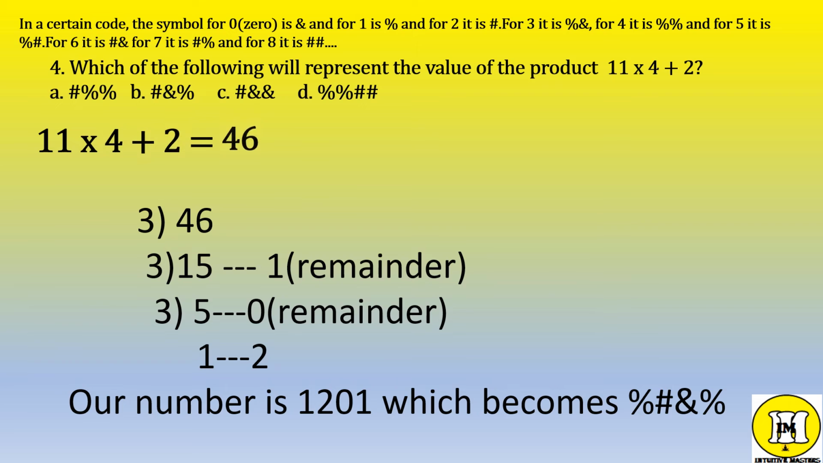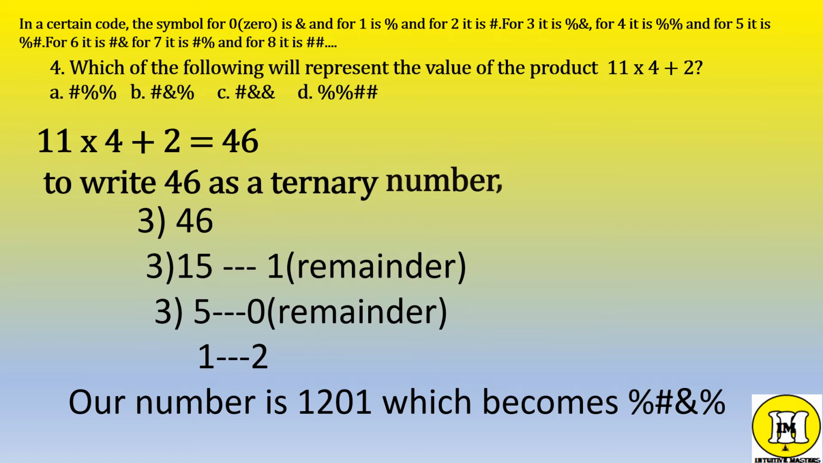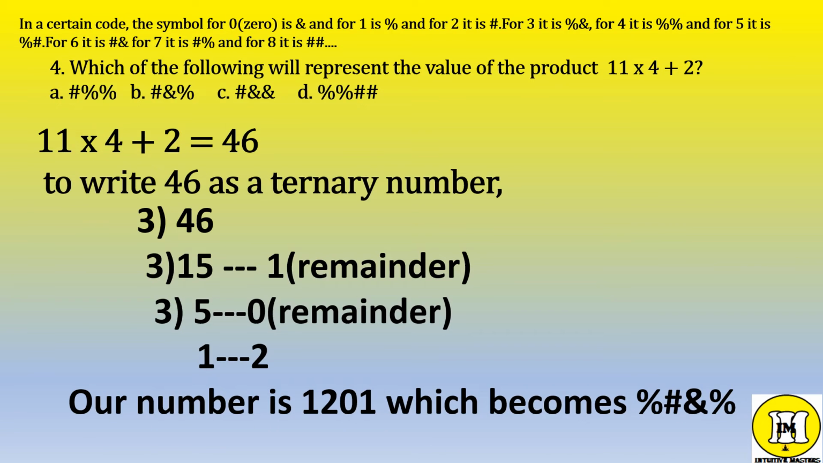11 multiplied by 4 plus 2 is equal to 46. We have to write 46 as a ternary number. 46 on dividing by 3 gives 15 as the quotient and 1 as the remainder. 15 on dividing by 3 gives 5 as the quotient and 0 as the remainder. 5 on dividing by 3 gives 1 as quotient and 2 as remainder. Our ternary number is 1201, which becomes % hashtag and %.